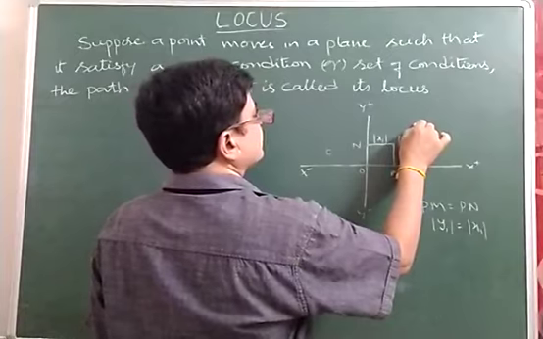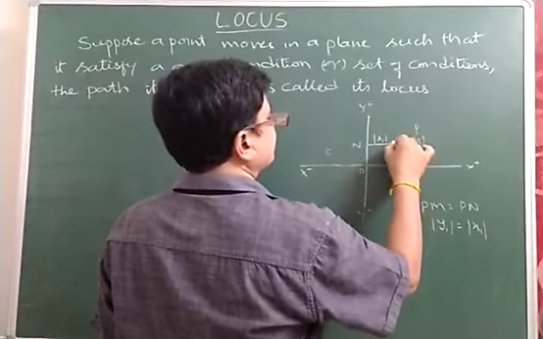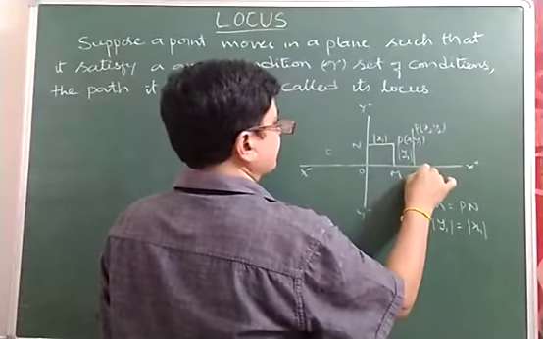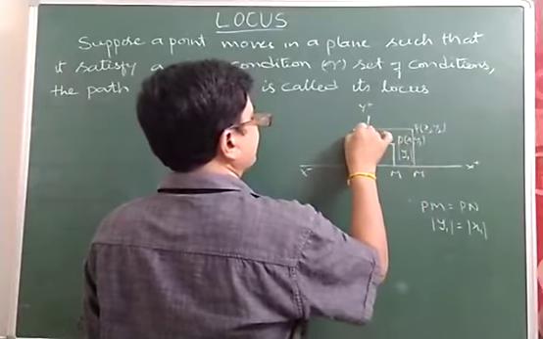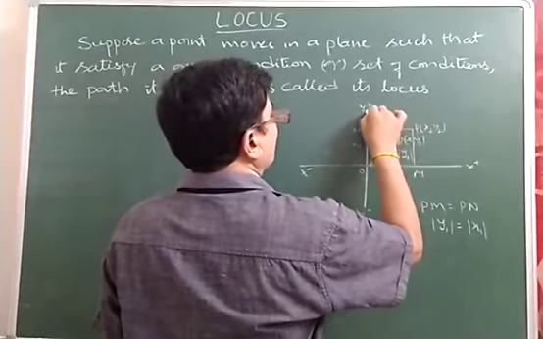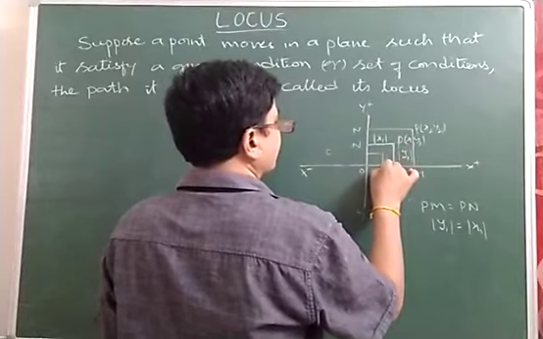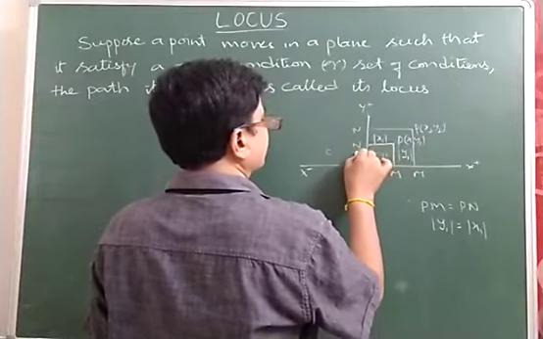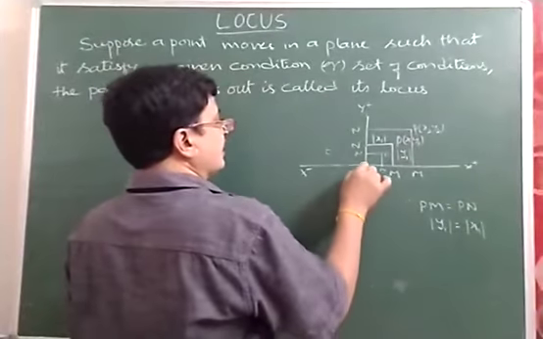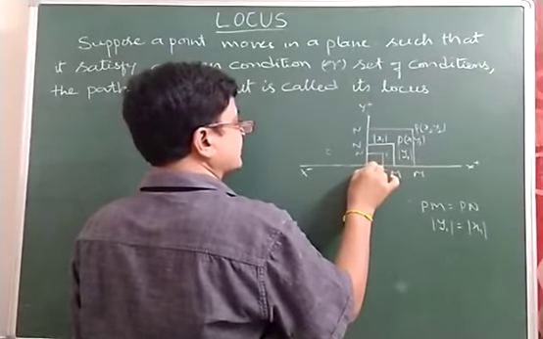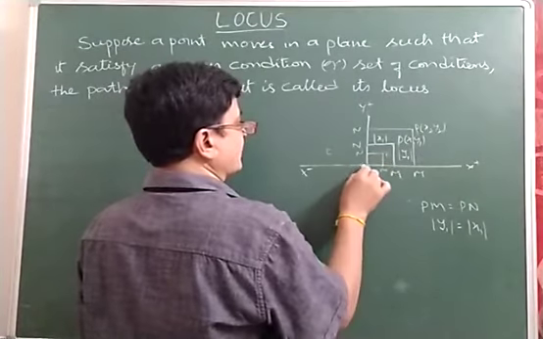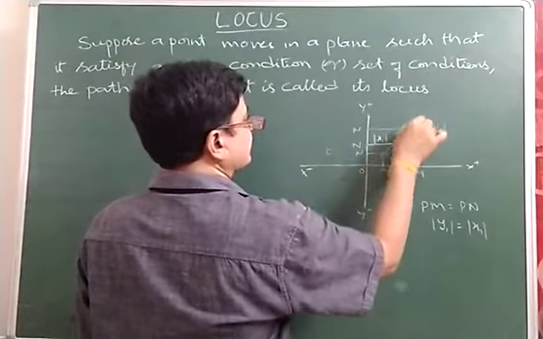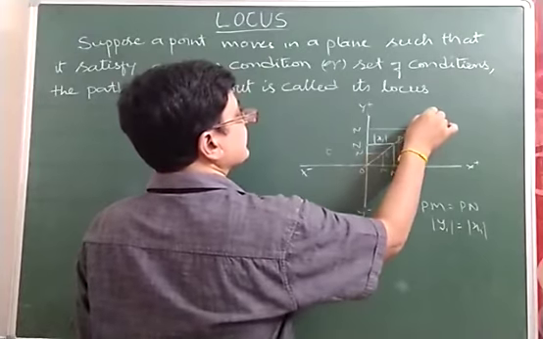Similarly, if you take another point P moving here, (x2, y2), draw PM perpendicular to the x-axis and PN perpendicular to the y-axis. And we take a point here, draw PM perpendicular to the x-axis and PN perpendicular to the y-axis. If P is the origin, the distances from the x-axis and y-axis are also equal. So we join all these points. That means the path of the point is a straight line.